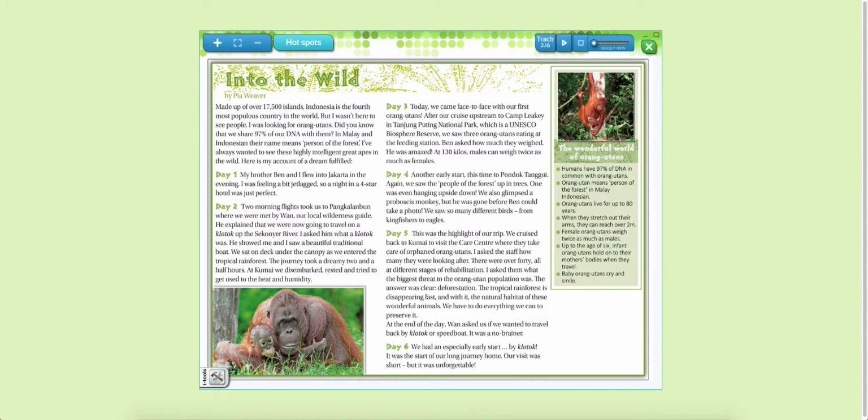My brother Ben and I flew into Jakarta in the evening. I was feeling a bit jet lagged, so a night in a 4-star hotel was just perfect.